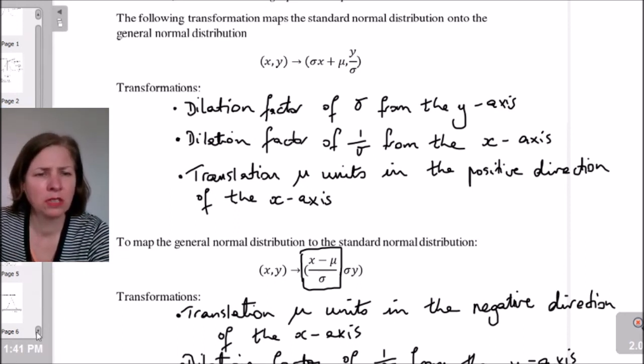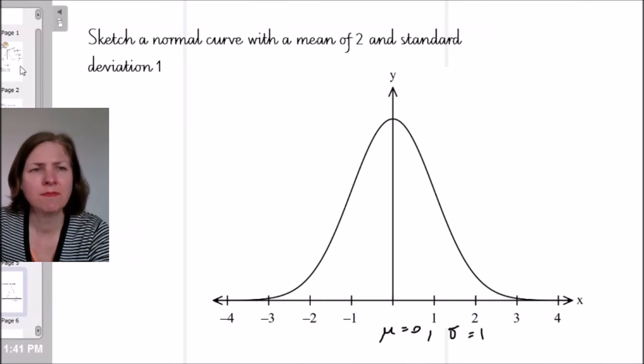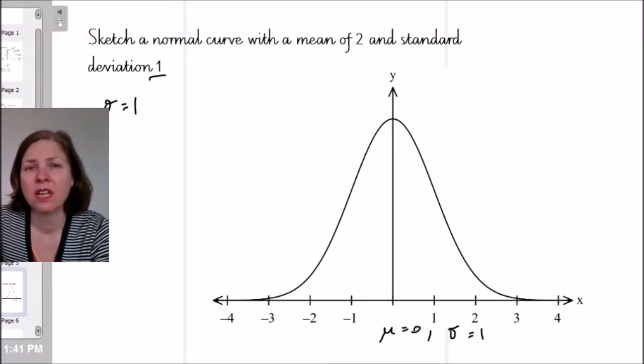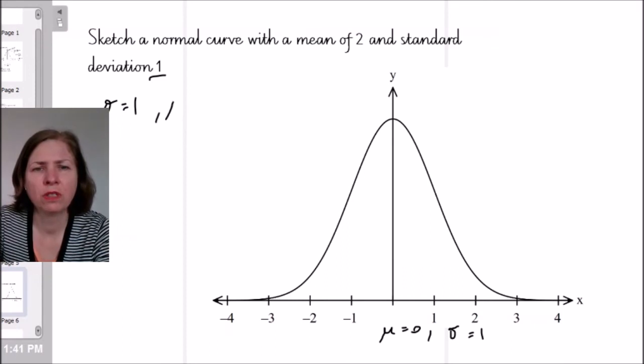Go back to the question. Because I've got a standard deviation of 1, I have no dilations. Because I have a mean of 2, that means that I need to move my graph to the right 2 units. So that's all I need to do.